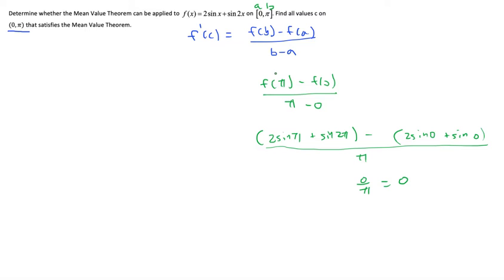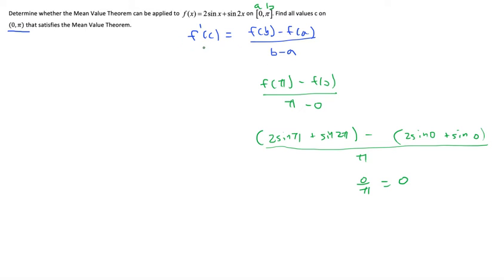So what does that mean? It means that if you drew this graph and you connected the points where x is 0 and x is equal to pi, that secant line is going to have a slope of 0. Well, we know that any line that has a slope of 0 is just a horizontal line. All right, so that's this side here.